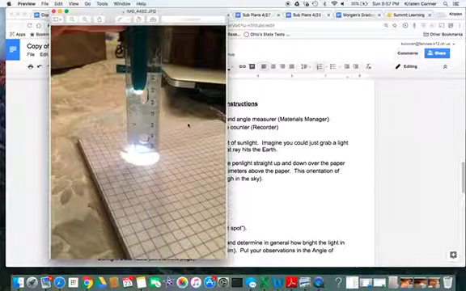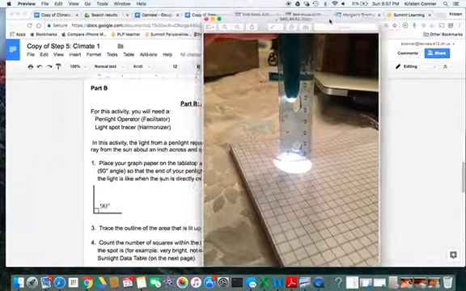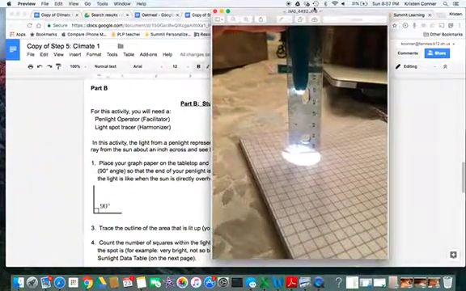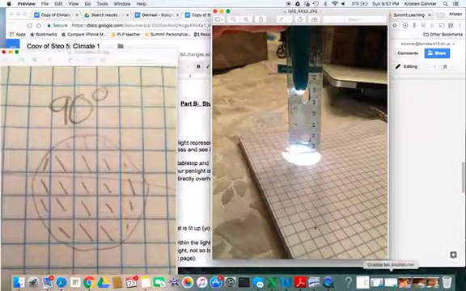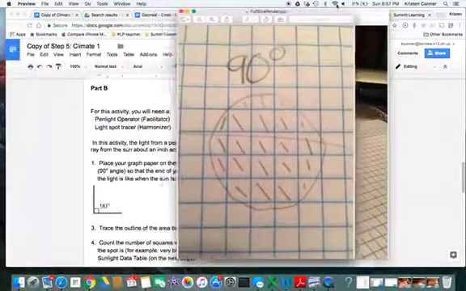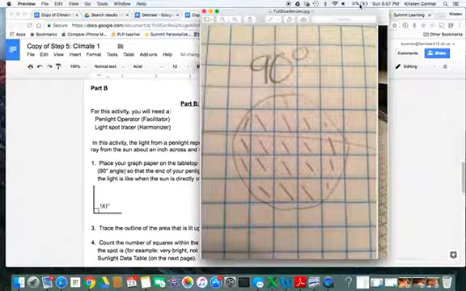This is an example of 2 centimeters above the paper and 90 degrees. You can see the light that shines down on the graph paper. You are going to be tracing that dot on your graph paper. Then you're going to count the number of squares that light takes up. You might want to label each circle with the degree of measurement, so I labeled mine with 90 degrees.